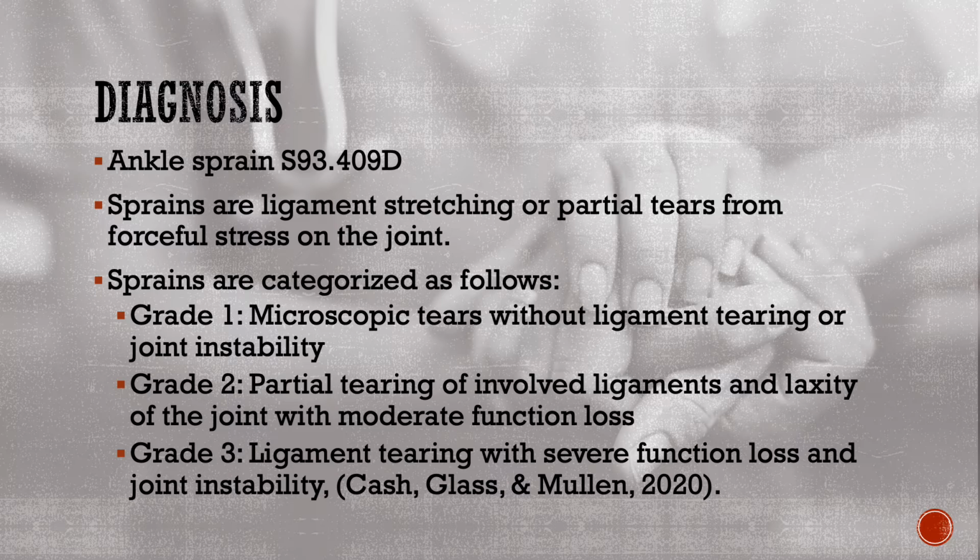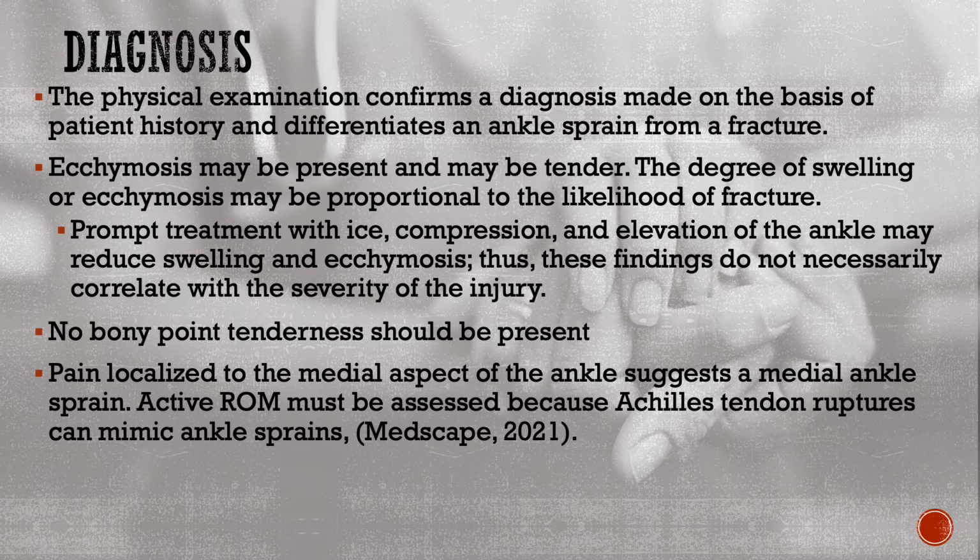So what's an ankle sprain? They are ligament stretching or partial tears from forceful stress on the joint, and they are categorized as follows. Grade 1 are microscopic tears without ligament tearing or joint instability. Grade 2 are partial tearing of involved ligaments and laxity of the joint with moderate function loss. Grade 3 are ligament tearing with severe function loss and joint instability.